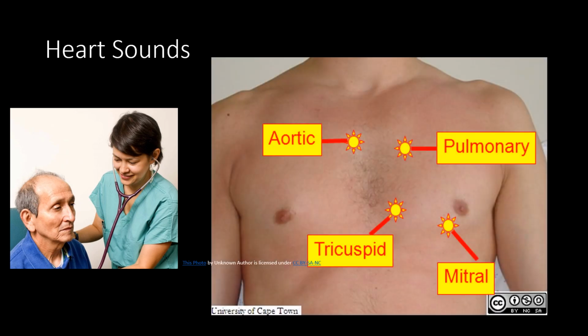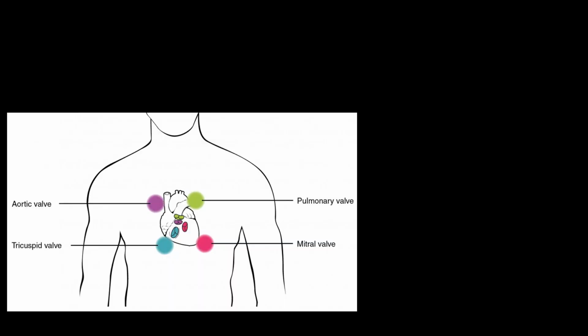If you remember, heart valves are like doors or gates that open and close to make sure the flow of blood is one way. So there are four heart valves: you have your aortic, pulmonary, tricuspid, and mitral. Those are the four areas on the chest that you place your stethoscope on, because you want to closely listen to the sounds of those doors opening and closing.